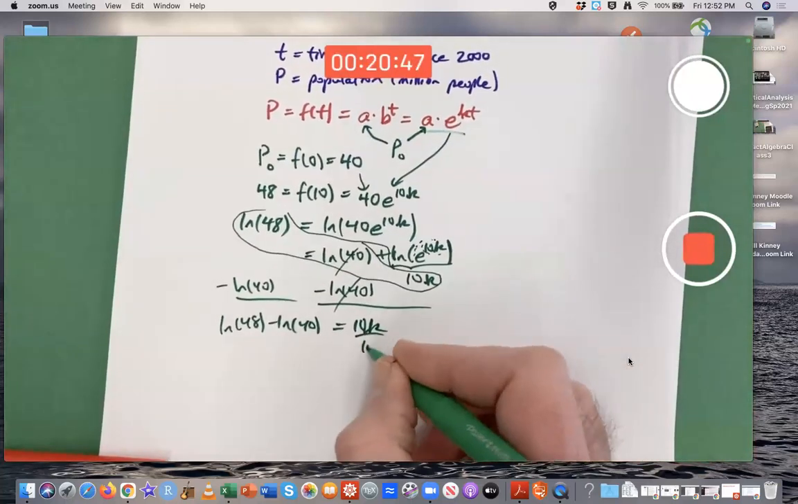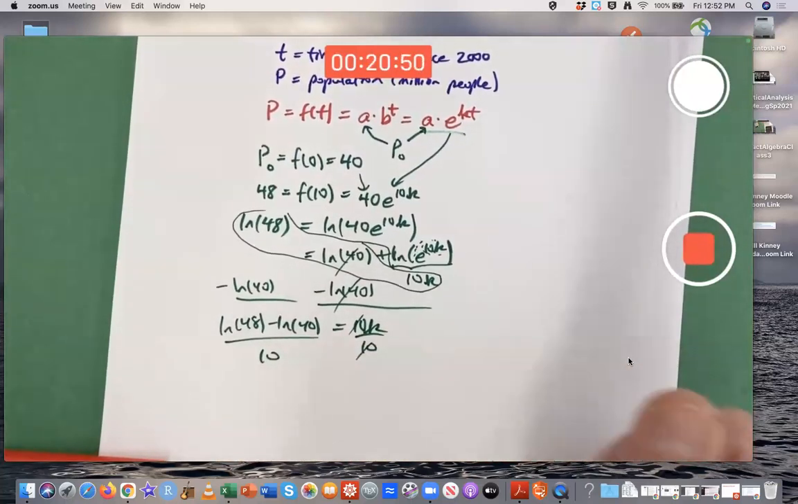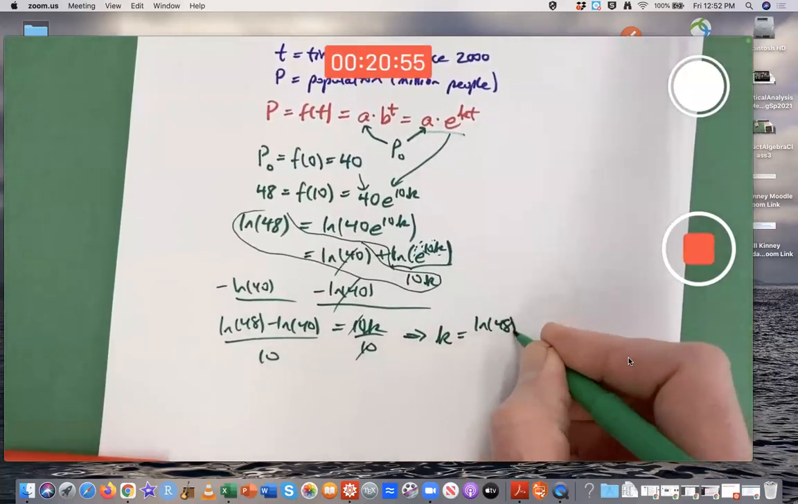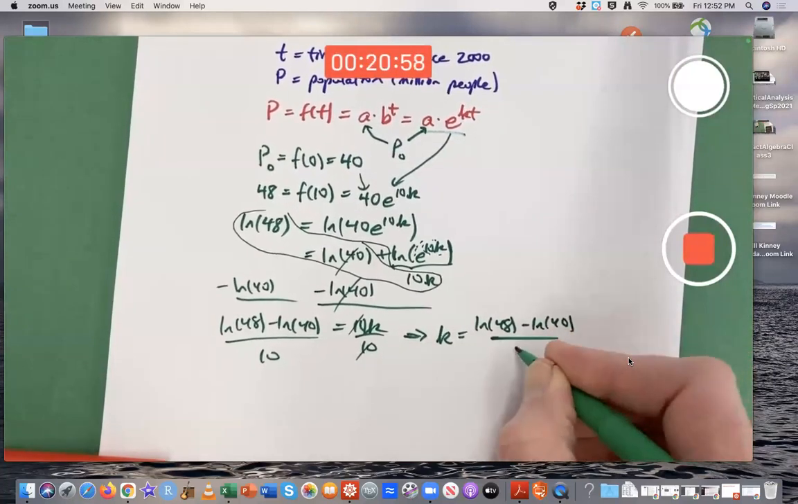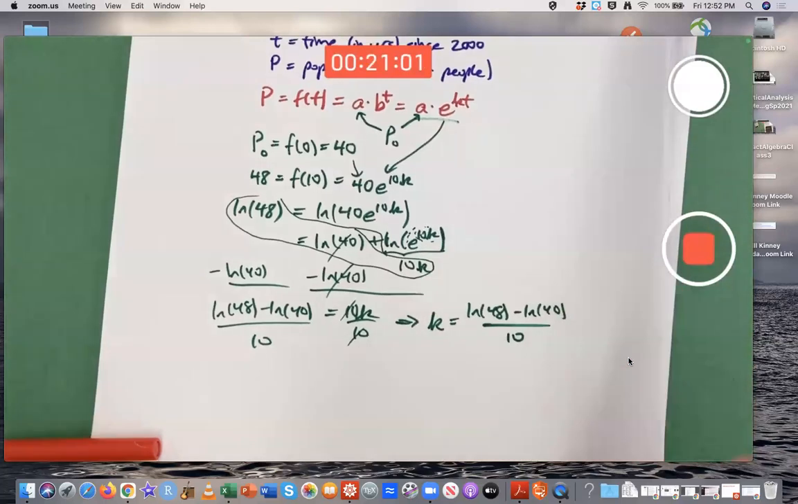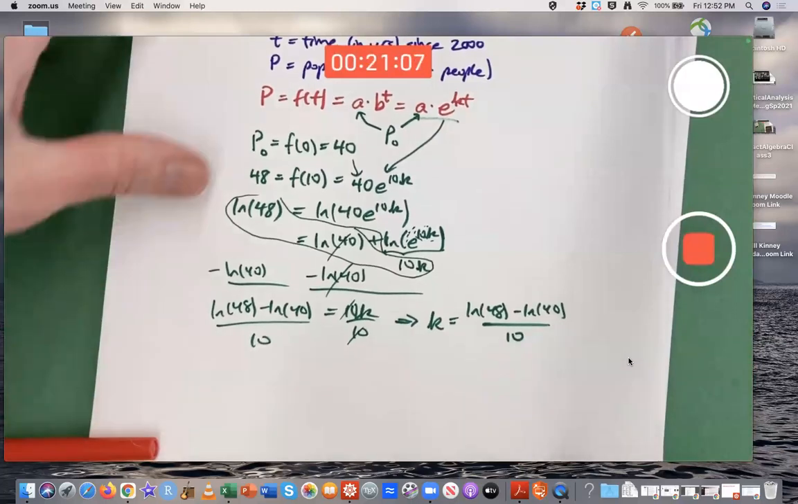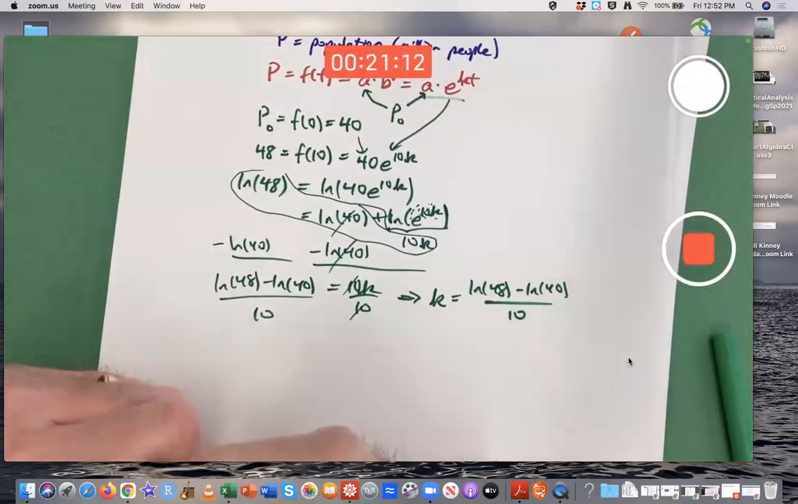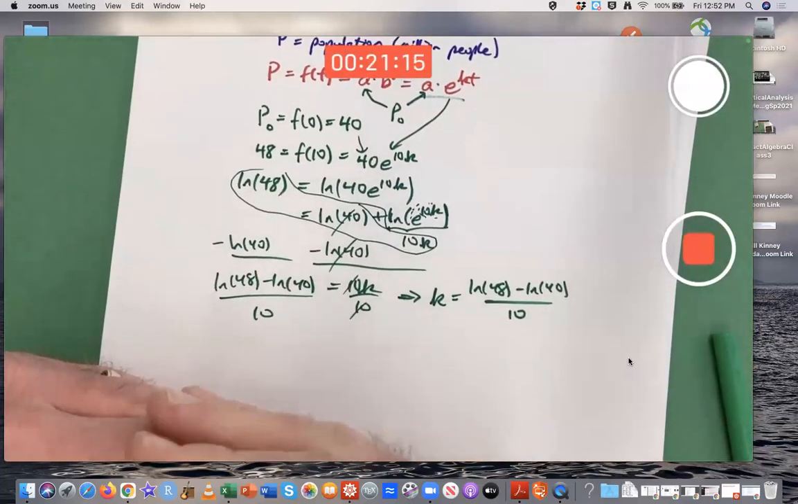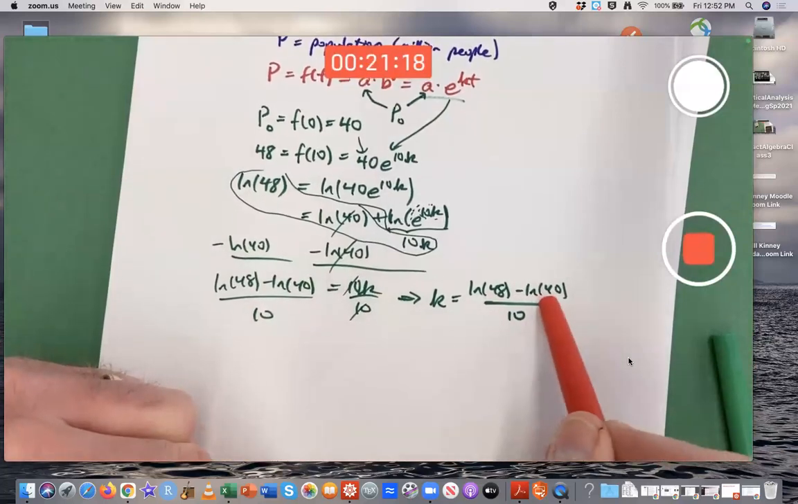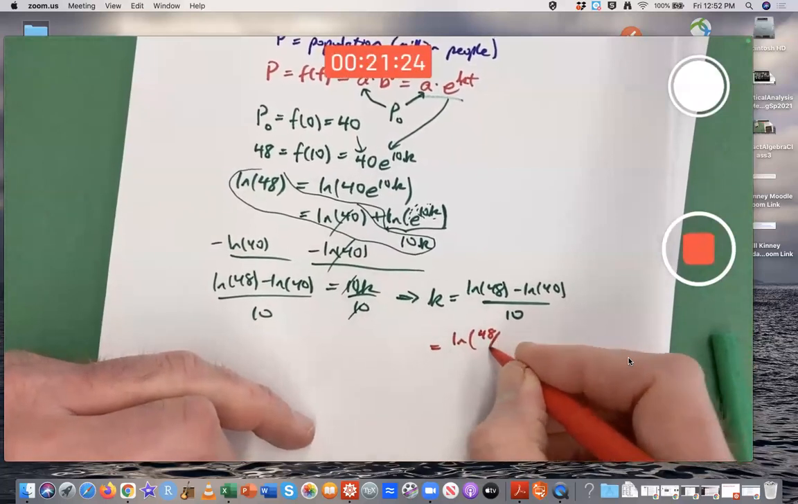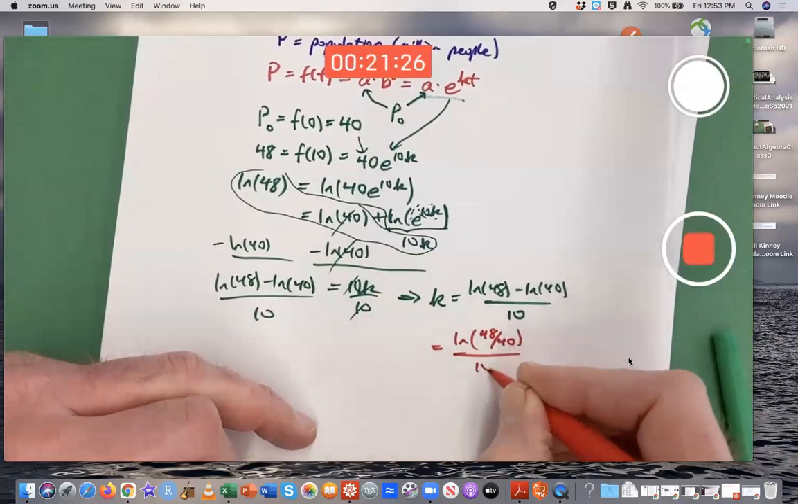Now divide both sides by 10. Cancel the 10s on the right there. In the end, you get k is natural log of 48 minus natural log of 40, divided by 10. Now, if you divided by 40 right away, your answer probably looks different. There's another property of logarithms that says the log of a quotient, a fraction, is the difference of the logs. Here we have the difference of two logs. That's equal to the log of the quotient, 48 over 40, as one logarithm.